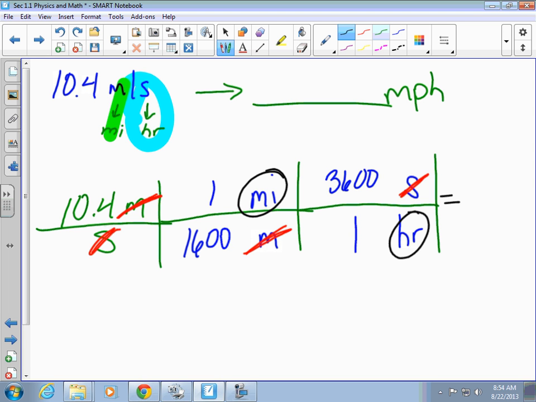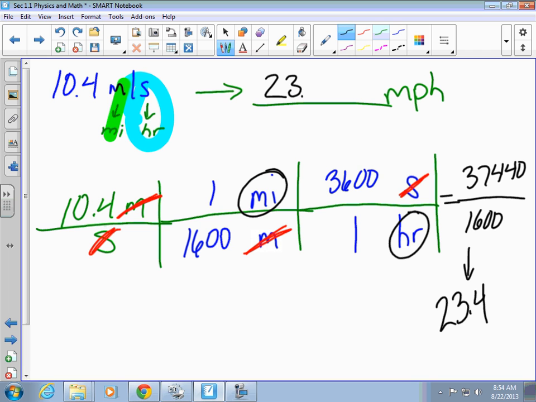I'm going to take 10.4 times 3,600. And when I get that, I get 37,440 divided by 1 times 1,600, which is 1,600. I'm going to divide these. And when I divide, I end up getting 23.4. So my answer is 10.4 meters per second is 23.4 miles per hour.